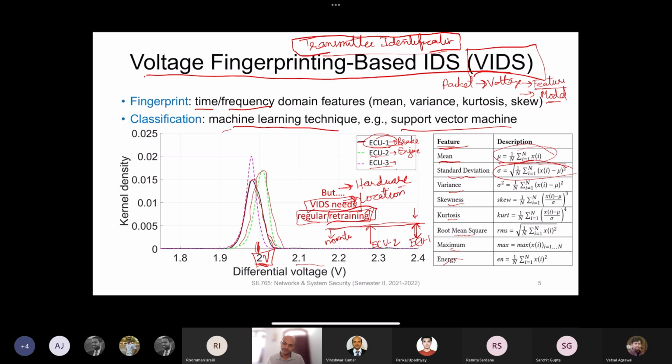So you need to do this retraining in order to cover the effect of temperature changes throughout the day. Even in the morning the temperature will be low, so the features will be slightly different. During noon the temperature will be very high, so the features will be slightly different. So this retraining needs to be done very quickly in order to ensure that you get high accuracy.